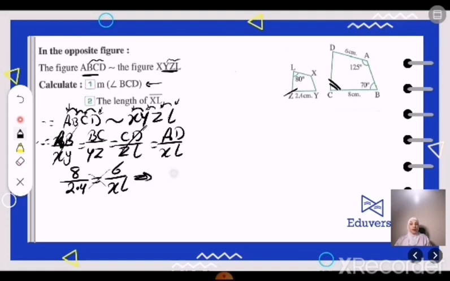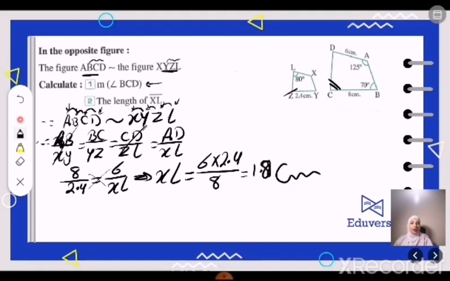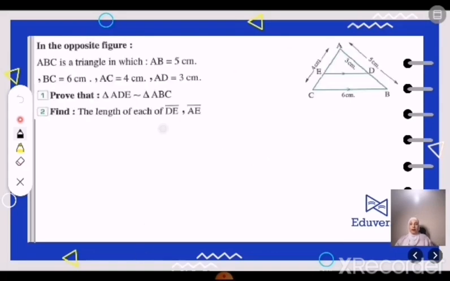Now just make cross multiplication to get the value of XL. It will be 6 multiply 2.4 divided by 8 to get the result, which will be 1.8 centimeter. And that's it here. Let's see another example here.